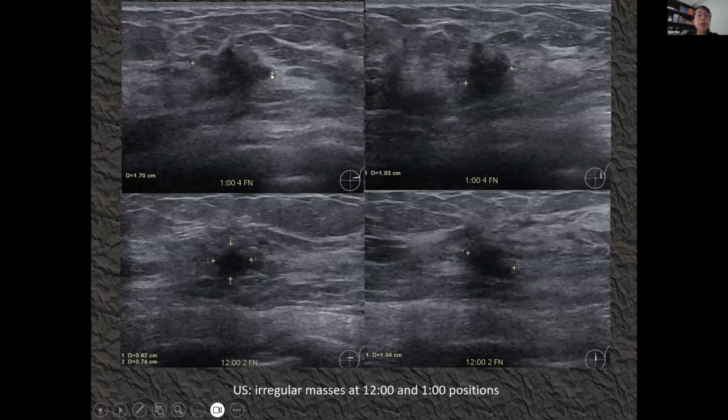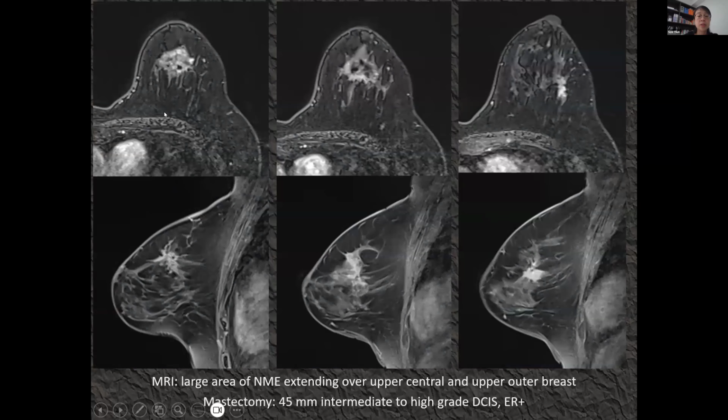These are her ultrasound images showing irregular masses at the 1 and 12 o'clock positions. Biopsy of these lesions showed DCIS for both nodules. These are her MR images, and MR shows a large area of non-mass enhancement extending over the upper central and upper outer breasts. She underwent a mastectomy, which revealed 45 millimeter intermediate to high-grade DCIS.